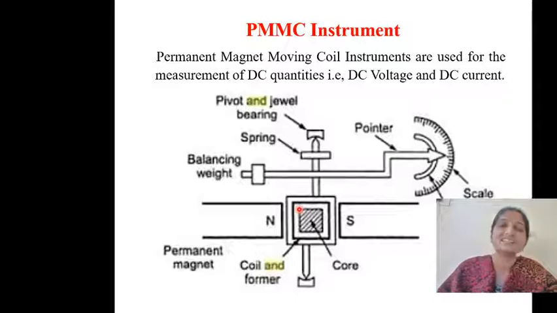So what are the essential requirements for an instrument? First one is deflecting torque. Deflecting torque here is electromagnetic induction. Next one is controlling torque. Here the controlling torque is provided by the hair springs. And the third one is damping torque. The damping torque provided in this instrument is eddy current damping, which is provided by the aluminum former placed in the magnetic field. So this is about the working.